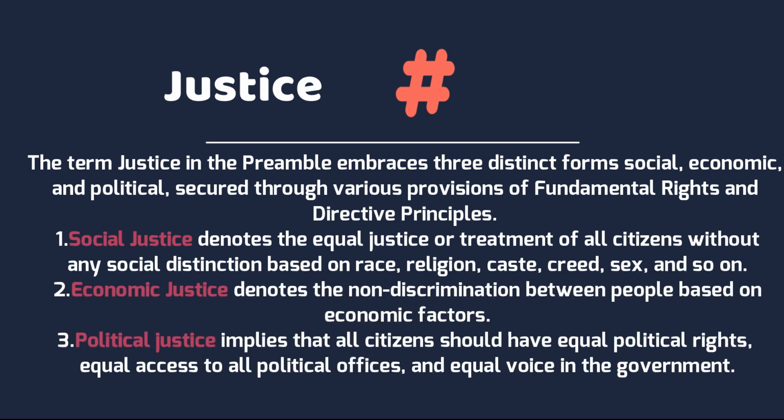The term justice in the Preamble embraces 3 distinct forms: social, economic, and political, secured through various provisions of fundamental rights and directive principles. Social justice denotes the equal treatment of all citizens without any social distinction based on race, religion, caste, creed, sex, and so on. Economic justice denotes non-discrimination between people based on economic factors.